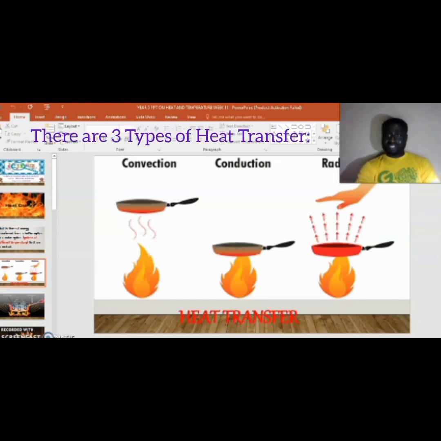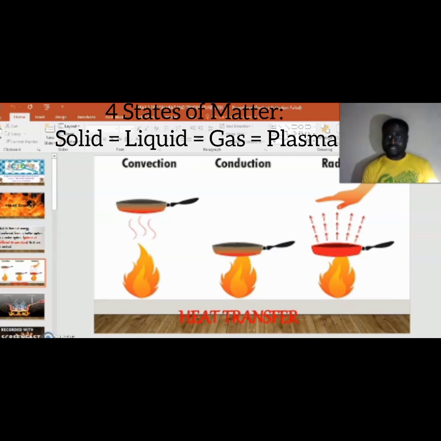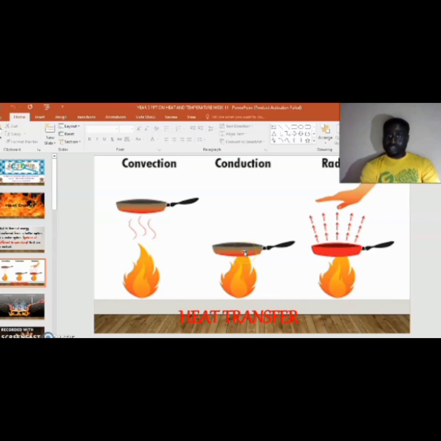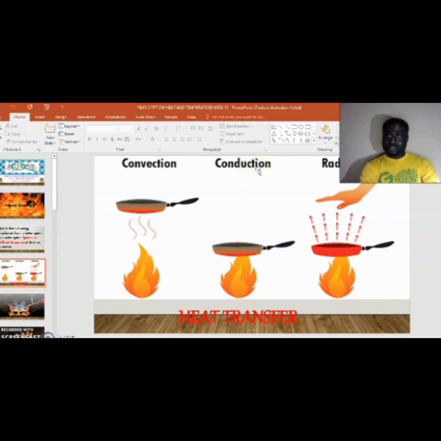Heat is transferred in three major ways. We have convection, conduction, and radiation. This is what we call heat transfer in science, and what that simply means is that we have different forms of matter: solids, liquids, gases, and plasmas. When there is direct contact between a solid, be it metal and so on, and the source of heat, and the heat is transferred in order to cook or fry whatever is inside a frying pan, we call that heat transfer conduction. It's a transfer of heat in solid objects or substances.